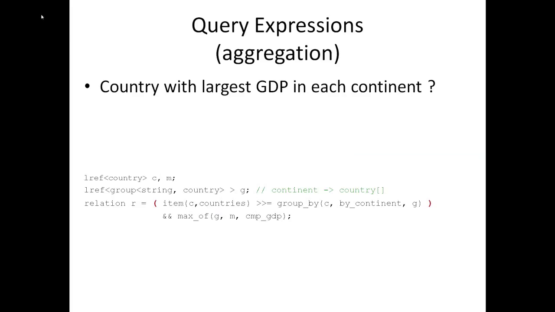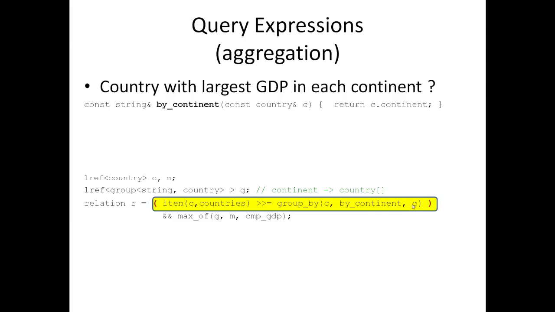In this next example, I shall demonstrate the use of aggregation in query expressions. This time our query is to find the country with the largest GDP in each continent. So here we have our new query expression which uses grouping to group the countries by their continent. So the group type is described here. The key type is a string, which is where you're going to store the continent. That's the key type. And the group's value type is country. So this part of the query expression will group C by continent into G. And here's our selector by continent, which returns the continent given a country.